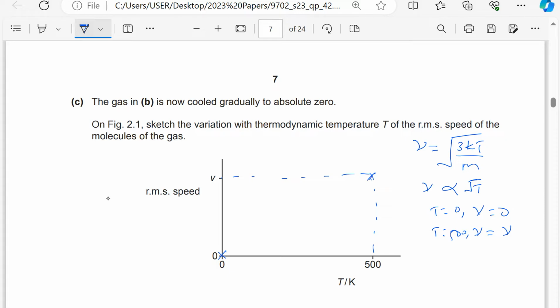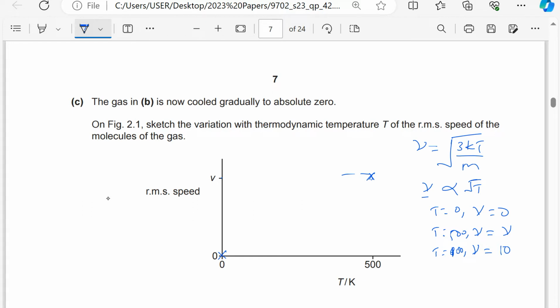Around here, you use a ruler and verify 500 against V, it's around that point. But V is directly proportional to the square root of T. Let's just check a few numbers. Suppose T is equal to 100, I want a number which is easy to find the square root of. What is V? V is directly proportional to the square root of 100, which is going to be 10 if everything is constant.